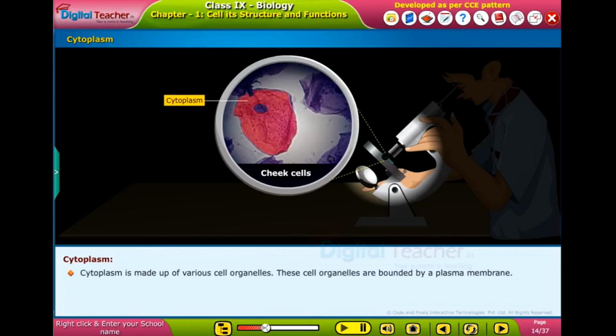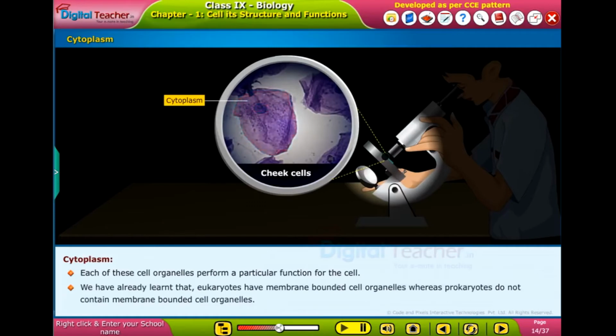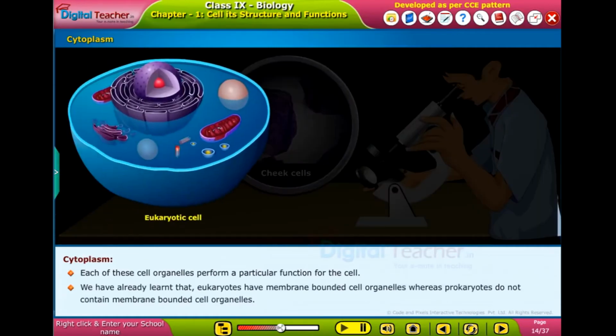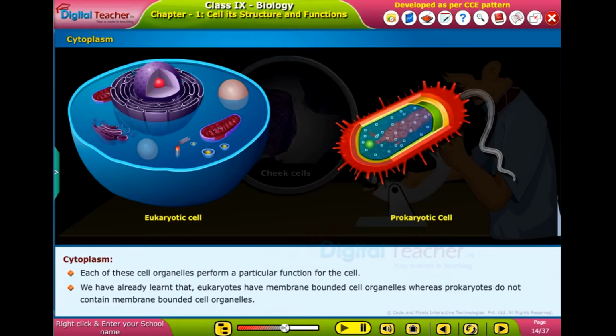Cytoplasm is made up of various cell organelles. These cell organelles are bounded by a plasma membrane. Each of these cell organelles performs a particular function for the cell. We have already learned that eukaryotes have membrane-bounded cell organelles, whereas prokaryotes do not contain membrane-bounded cell organelles.